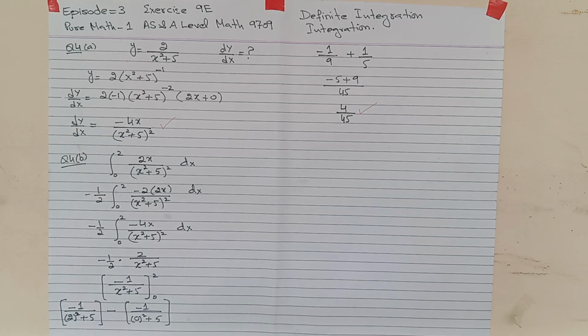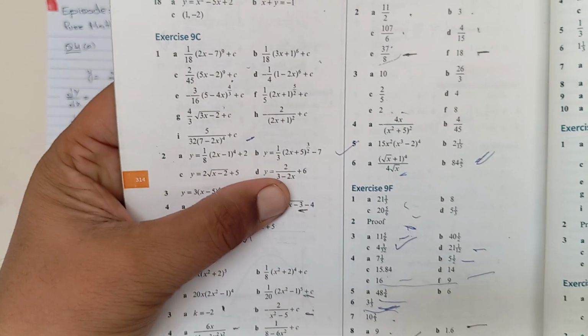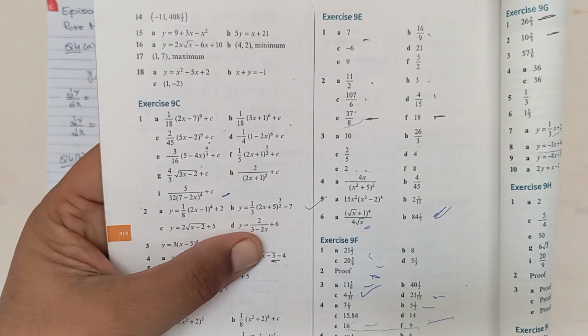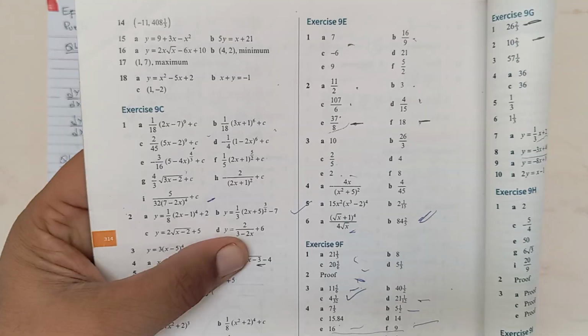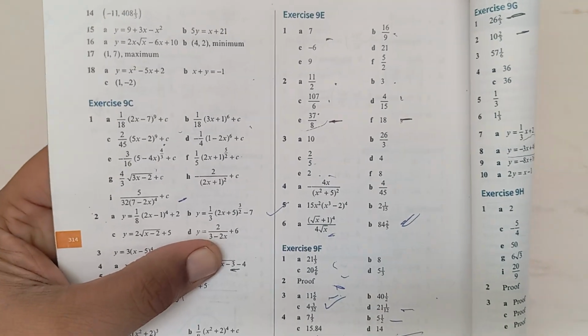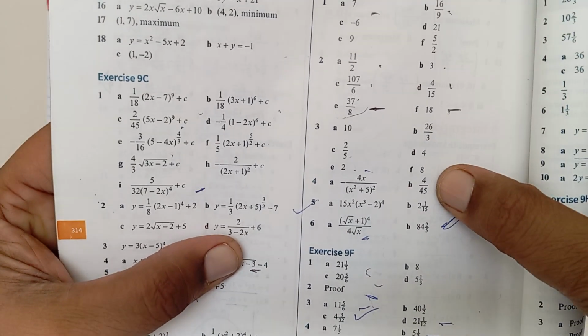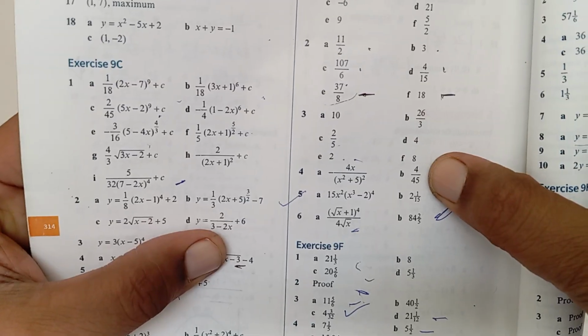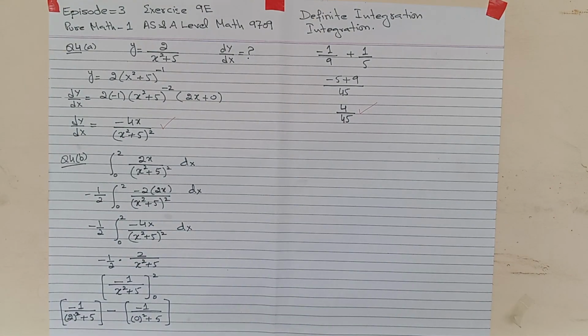This is how you do question number 4. Let me show you the answer. Question number 4, exercise 9E. The answers are showing up on your screen, I hope. And here we have the question number 4, A part and the B part. So this is how you will do the question number 4.